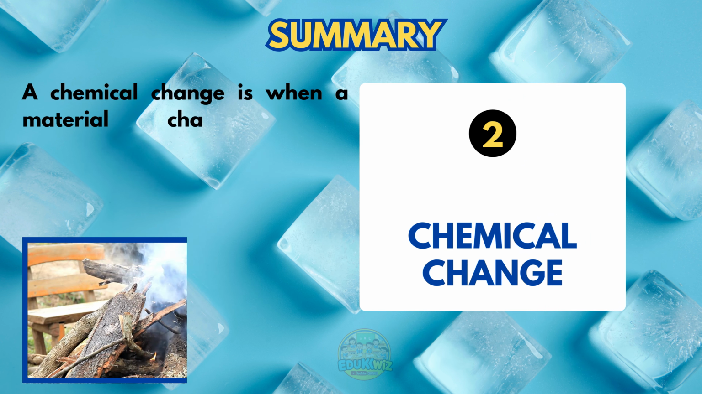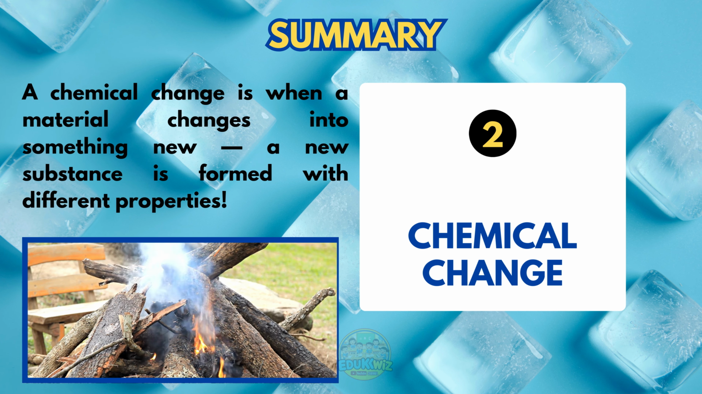Chemical change. What is it? A chemical change is when a material changes into something new. A new substance is formed with different properties. It cannot be changed back easily. How does it happen? It often needs heat, light, or mixing with other chemicals. Examples of chemical change: burning wood or paper for combustion, cooking or baking, photosynthesis wherein plants turn sunlight into food.